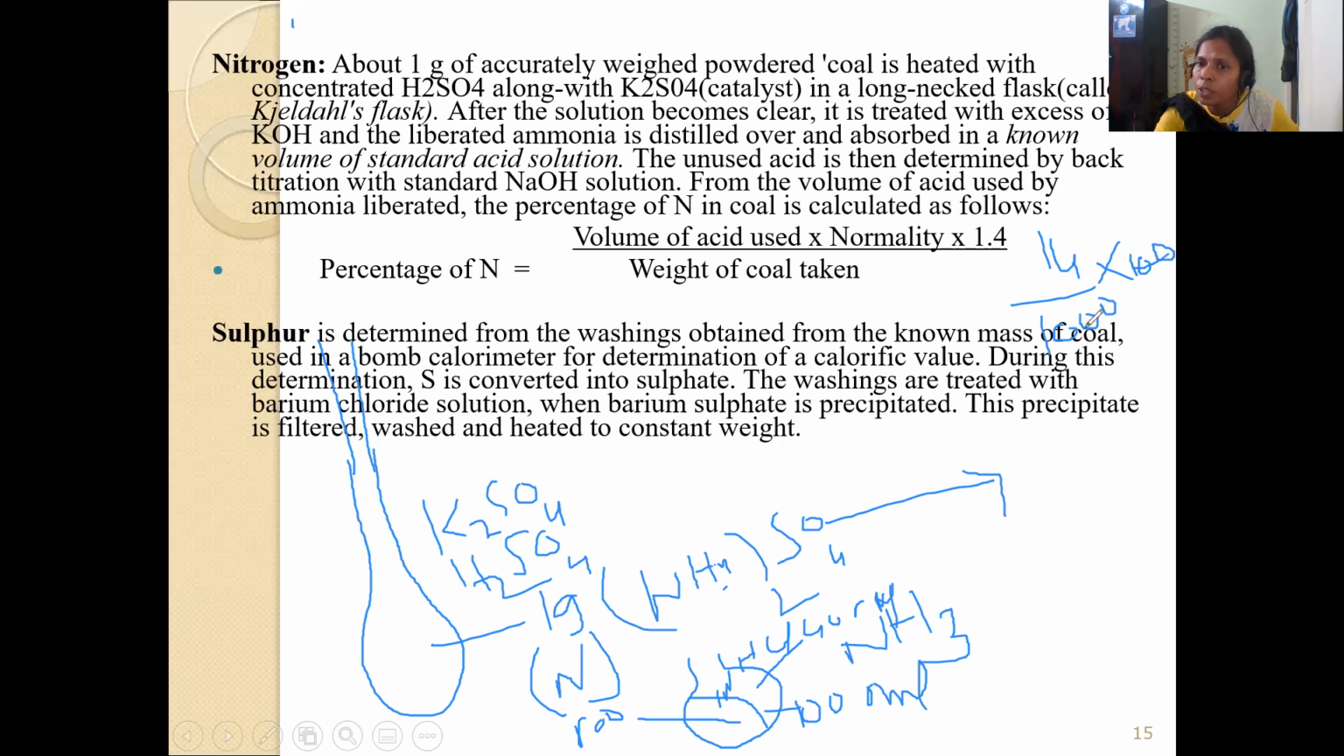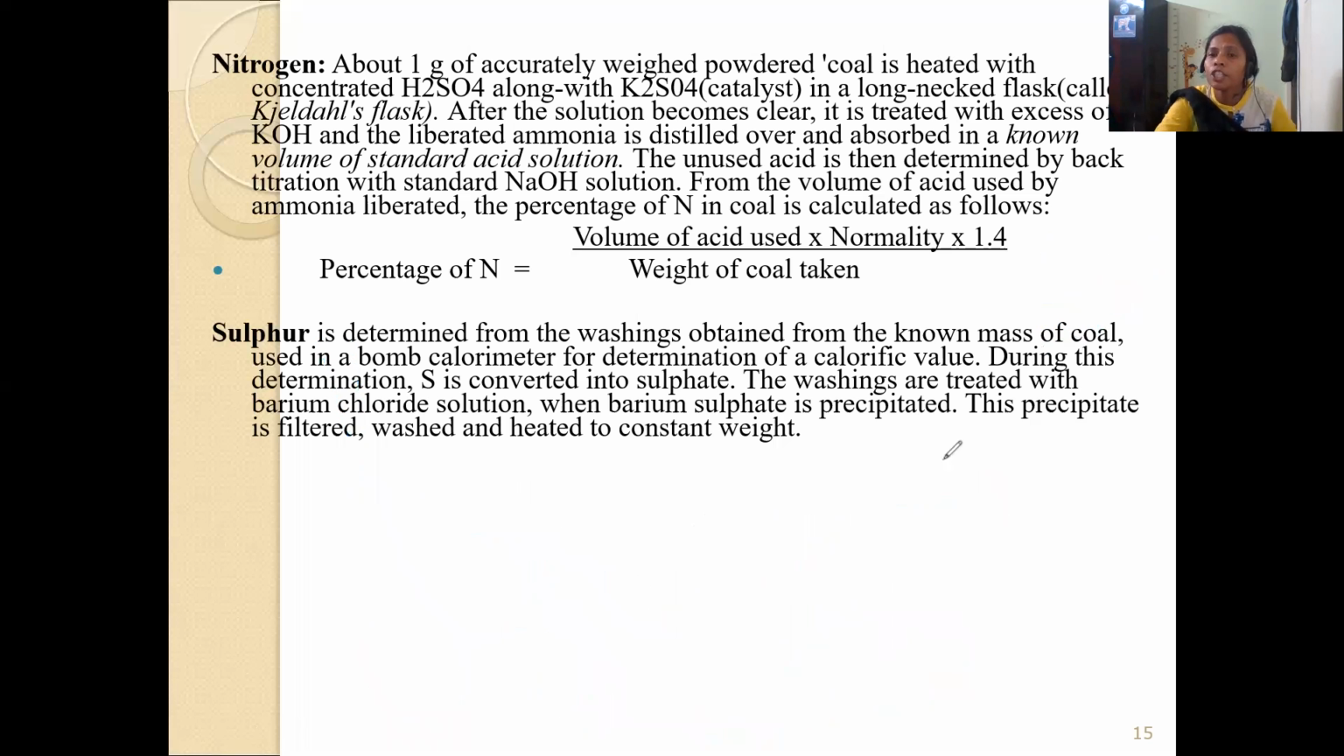So when these two zeros get cancelled, we will get 14 by 10, that is 1.4. Yes, this is the formula of percentage of nitrogen: volume of acid used divided by weight of coal sample taken, into normality, into 14 by 1000, into 100, or 1.4. So this is about determination of percentage of nitrogen.